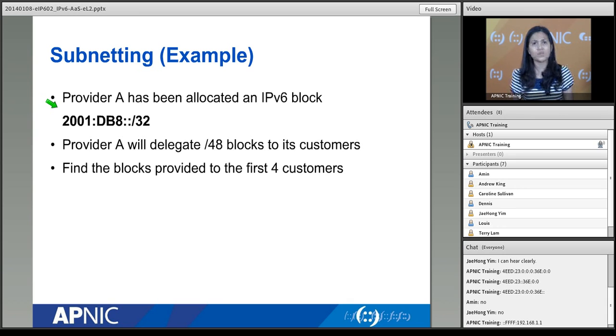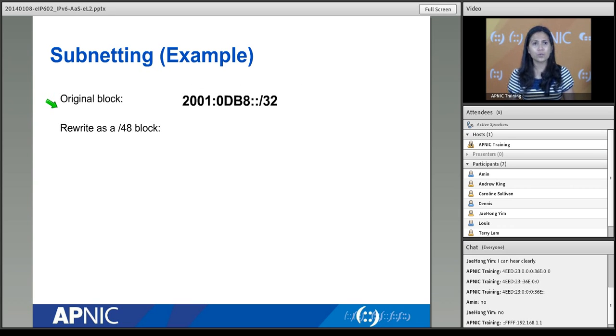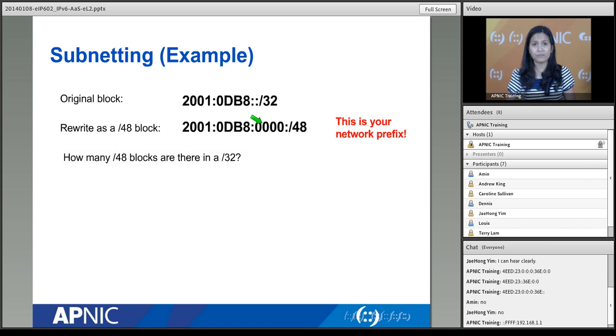You can always, of course, use the calculator, but it is essential that you understand how it works, or the concept behind it. So here you have your original block. What you need is /48, right? So what do you need to get from 32 to 48? That's another field, just an extra 16 bits. So you try to extend your block to add that extra field there. From there, that's your network prefix.